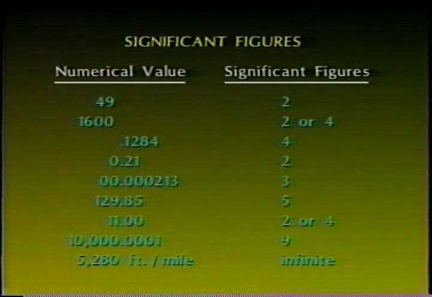Another basic mathematical concept you should be familiar with is significant figures. In recording measurements, an indication of the accuracy attained is the number of digits or significant figures recorded. The number of significant figures in any measurement includes the certain or definite digits plus one and only one estimated digit, which is questionable. If a number is recorded as 129.85 feet, as shown here in the sixth numerical value, the measurement has five significant figures, of which the first four are certain and the last digit is estimated, making it questionable.